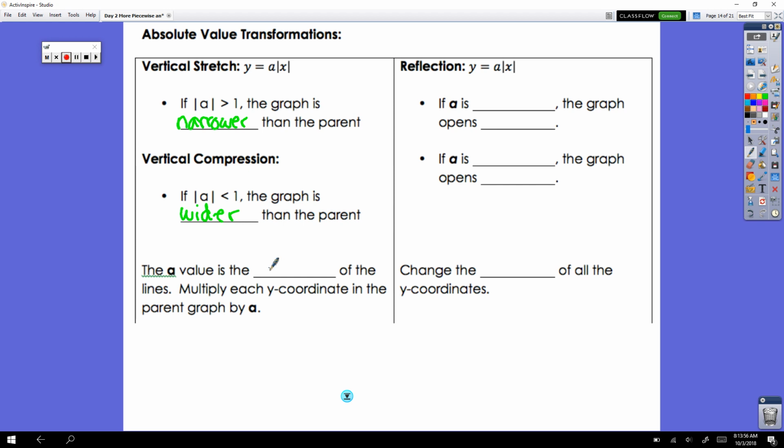The a value is the slope of the lines. Multiply each y coordinate in the parent graph by a. If a is positive, the graph opens up. If a is negative, the graph opens down. Change the signs, either plus or minus, of all the y coordinates.